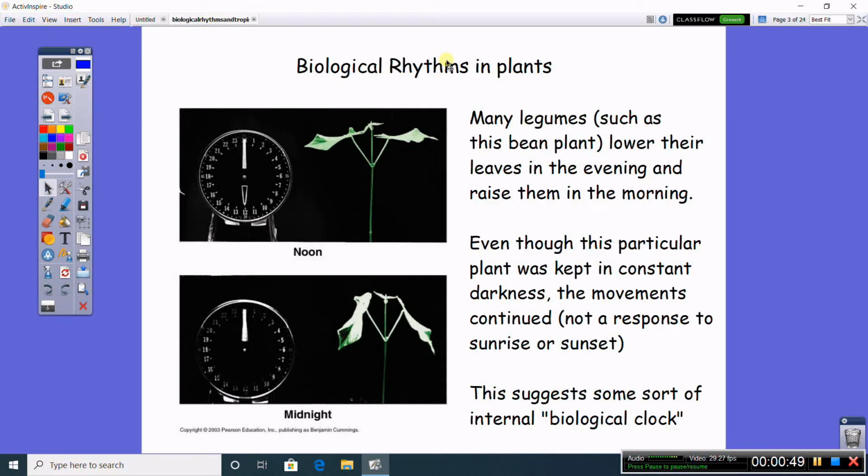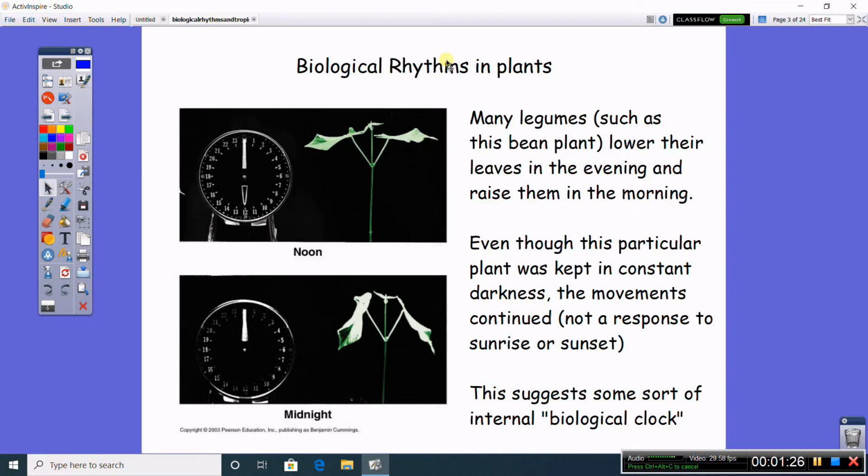It says, many legumes, such as this bean plant, lower their leaves in the evening and raise them in the morning. Now, in this particular experiment, this plant was kept in constant darkness, but the movements continued. So in other words, the bean plant would raise the leaves in the morning and lower them in the evening, even though the plant was kept in constant darkness. So we can't say that it was the sunlight that was a cue to have the leaf movements occur. So this is going to suggest some sort of internal biological clock.